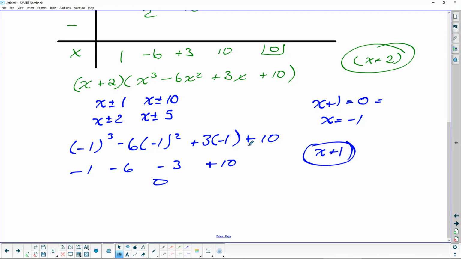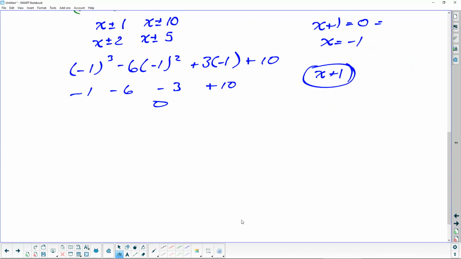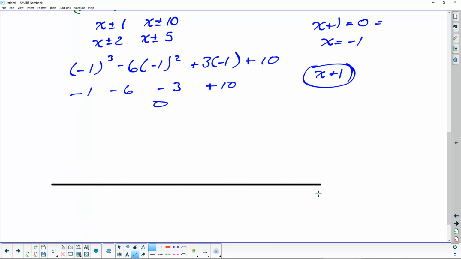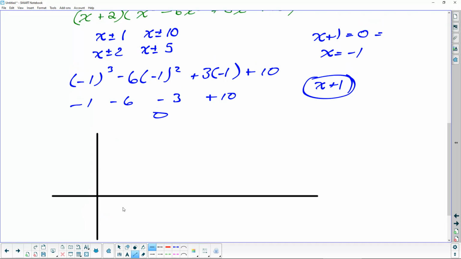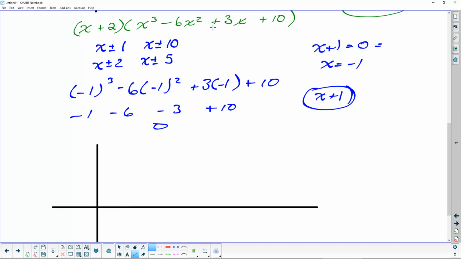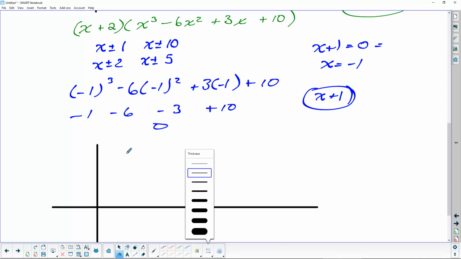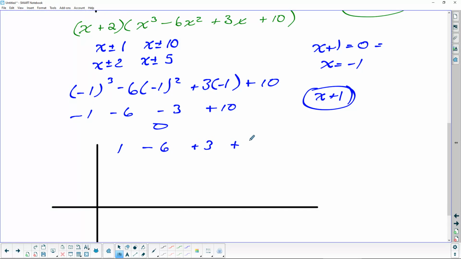Okay, let's synthetically divide it now. I'm going to extend this page. I'm going too fast, just let me know. Okay, we make our synthetic division. Now remember, we're not doing the fourth one, we're just doing the cube one. We're just doing this second part right here. So that's a 1, a negative 6, positive 3, and a positive 10. And then we've got a plus 1 here.